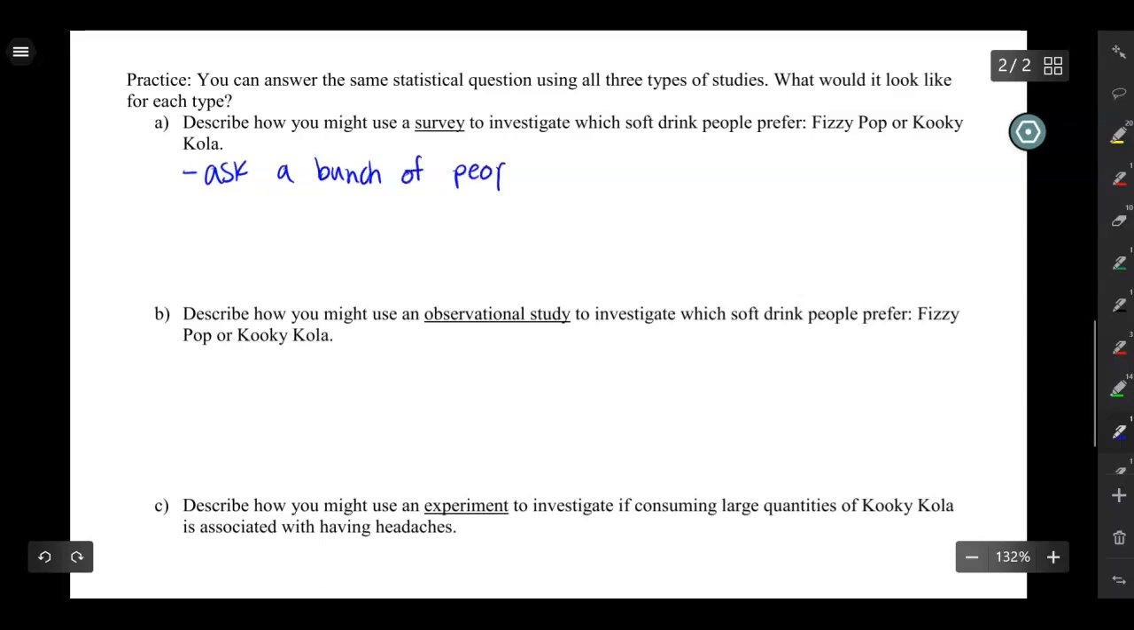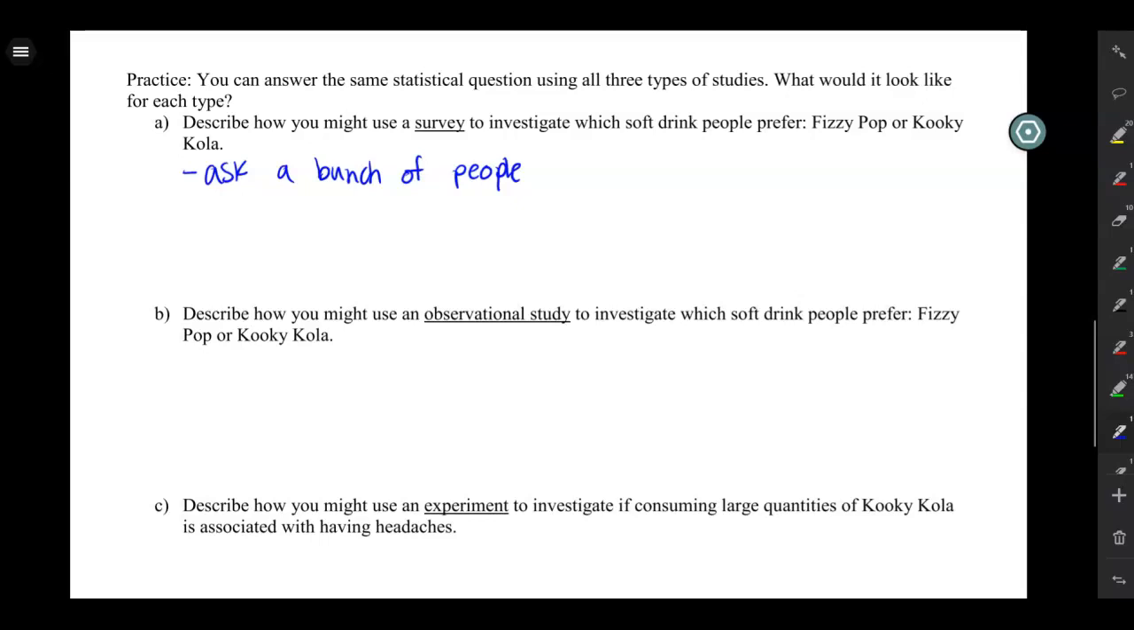Now, as you ask people, you're going to want to consider which people you're asking. Are you choosing a good sample? Are you using a good sampling method? Are you asking enough people to really get an accurate answer? But really, the core idea of a survey about this would just be asking people what they think.